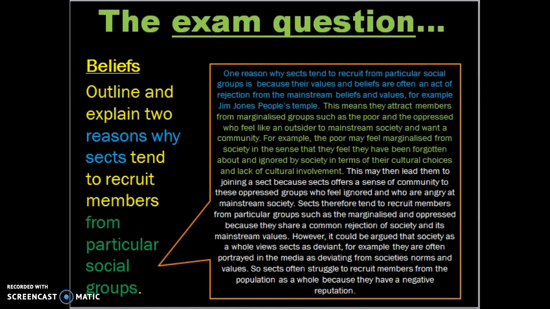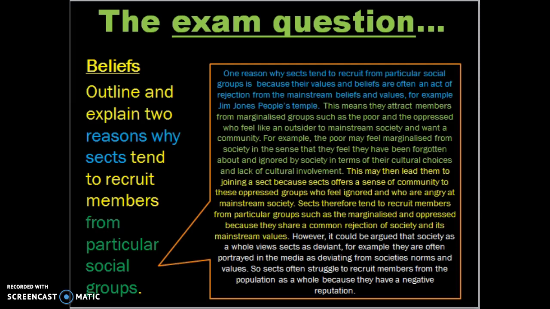But then what the student starts to do is to make the link between the two, using their knowledge of both. This student starts to discuss features of the sect and features of the social group, in this case the poor, to suggest why that particular social group is attracted to the sects. So we colour that in yellow.